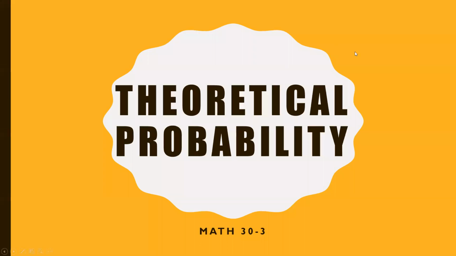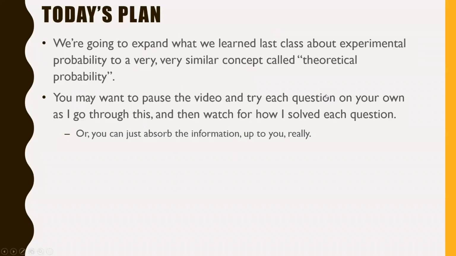So today we're going to continue on with this probability unit. The second topic, of course, is theoretical probability. Here we go. So we're going to expand what we learned last class about experimental probability to a very, very similar concept called theoretical probability. It's hardly going to seem like anything new today, so this lesson should go pretty quick.